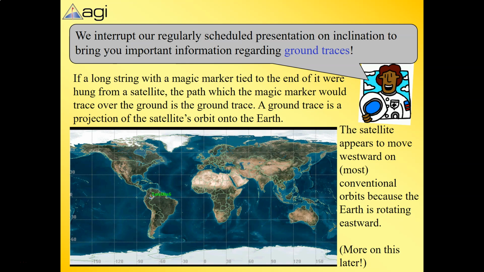Okay, we're going to go from three-dimensional concepts or pictures of orbits to what this looks like in two dimensions. That projection that we're going to look at is called the ground trace. A fair amount of information about the satellite's orbit can be obtained simply from that ground trace.